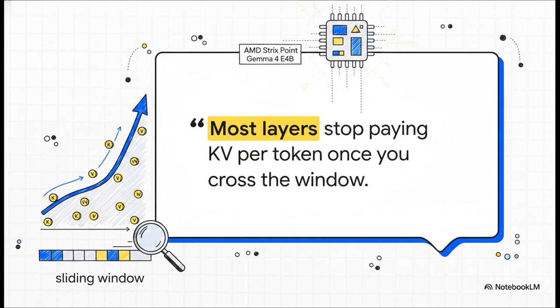Only a few specific, periodic, global layers in the entire model actually continue to pay that KV tax over long contexts. Because the sliding window is handling the vast bulk of the layers, your memory growth shifts from the steep, punishing quadratic curve to a very gentle linear slope. And that is exactly what makes massive context windows entirely feasible on your local machine.